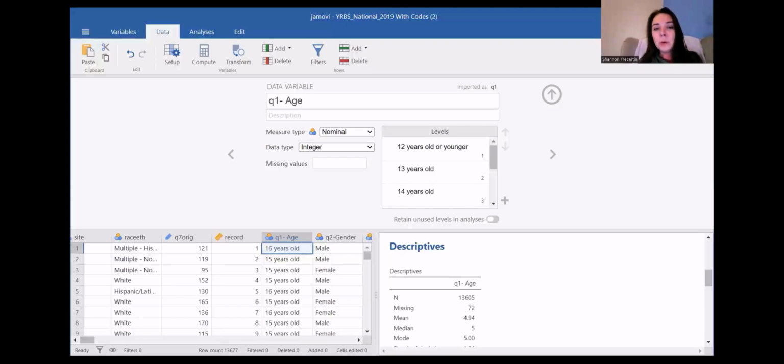Instead, you interpret the mode, which is a 5, and 5 represents 1, 2, 3, 4, 5. It represents 16-year-olds. Now, the median is the number you use if your interval variable is skewed and there are outliers. We're not going to use that because we don't have an interval variable. The standard deviation is not useful when we're using a categorical or ordinal variable, as you saw in the previous presentation. The minimum score is a 1 and the maximum is a 7, but 1 equals 12 or younger and 7 equals 18 or older.